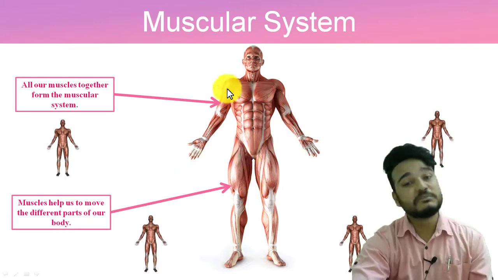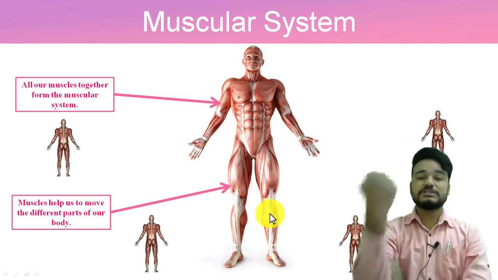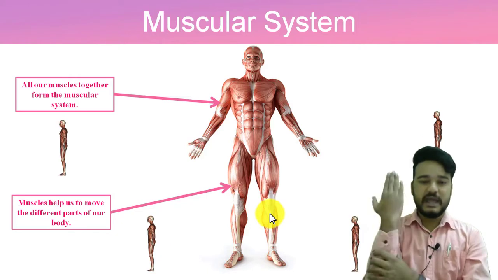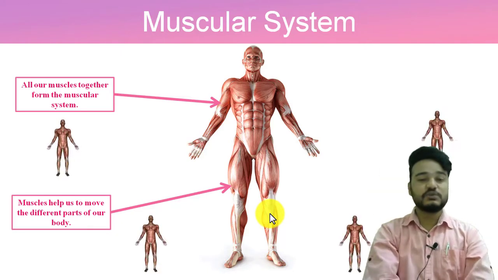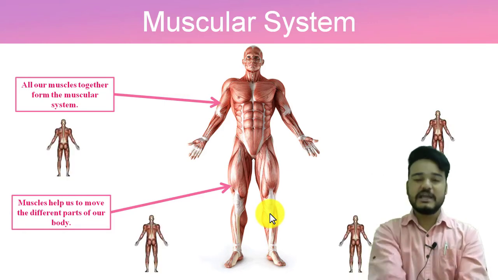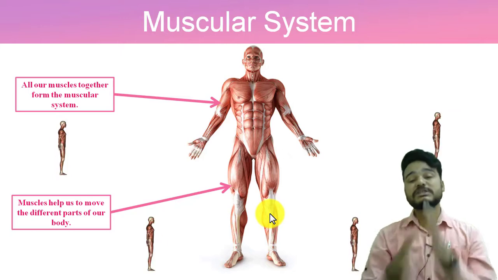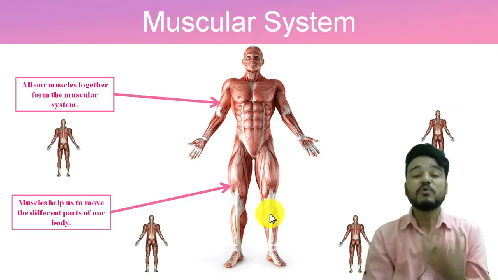And what is the function of muscular system? So these muscles help us to move different parts of our body. Means if I have to raise this hand, so these muscles will act. Okay, ये क्या करेंगे? अपने हाथ को खींचेंगे. If I have to relax it, so these muscles will come in action. So these muscles help us to move our body forward.